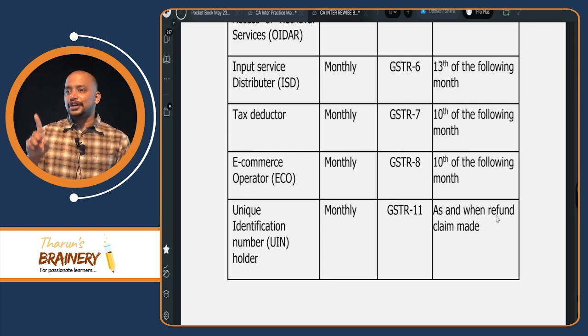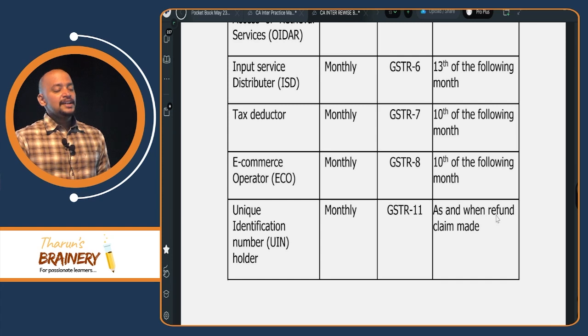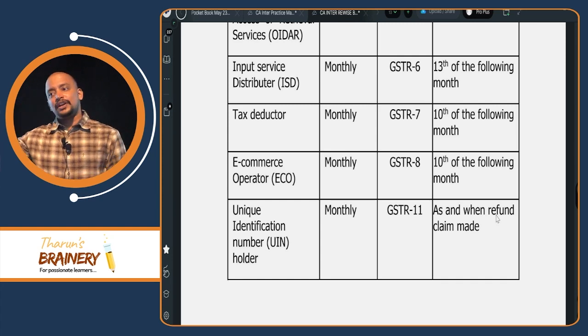So first return we need to know. What is the return? GSTR 7. What is the time limit? 10th of the month following every month.